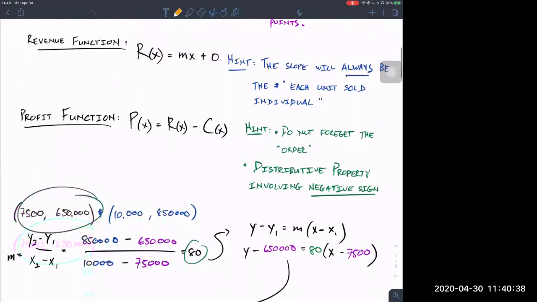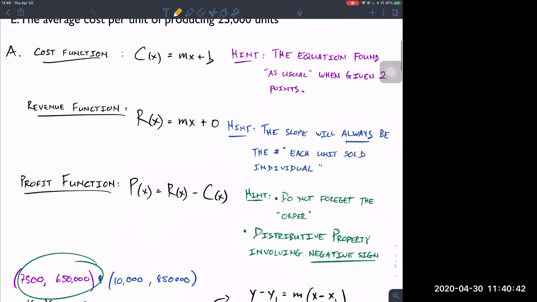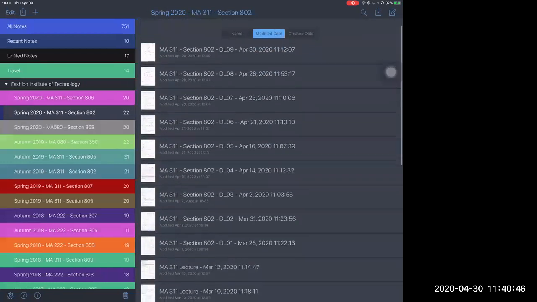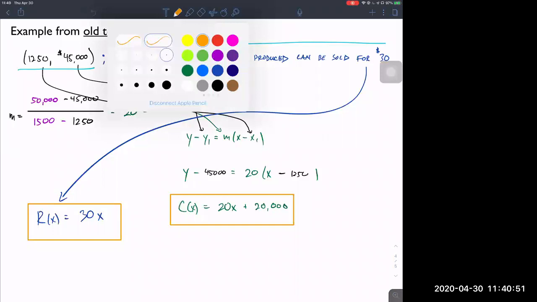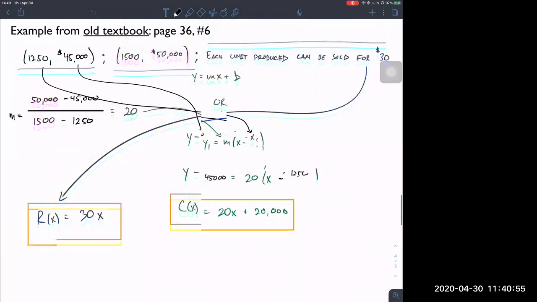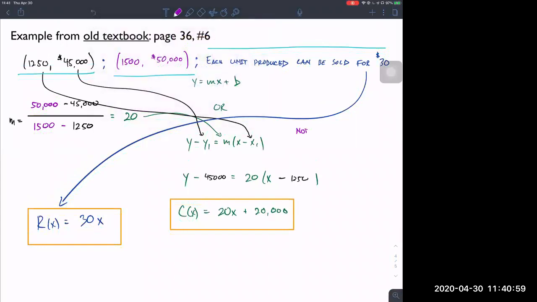Yeah. So you see right here where I talk about cost, revenue, and profit, and I label what they are, and I give you the hints on all of them, right? Let me just write down January 30th. Note, January 30th lecture for hints.